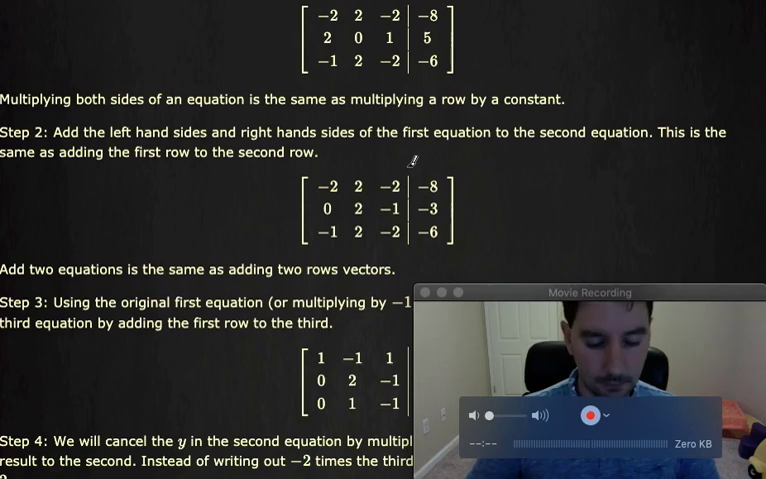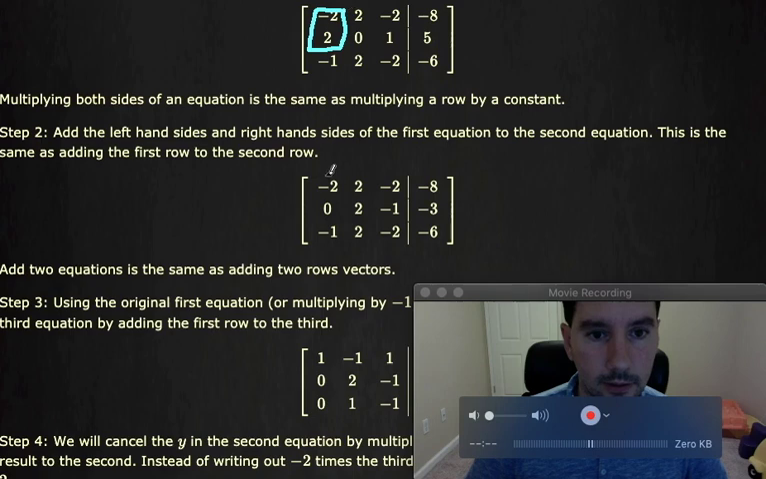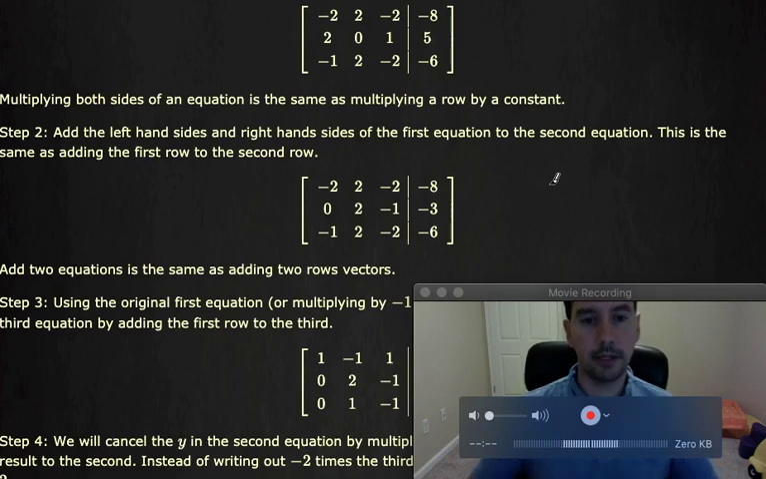Last time we added the left-hand sides together and we added the right-hand sides together, and then you combine like terms, right? You combine the x's and the y's and the z's on the left. So if we were to add the first equation to the second, we would be adding minus 2x to 2x, and that would give us 0. We'd be adding 2y to 0y, which would give us 2y, and negative 2z to a z, which would give us negative 1z on the left-hand side. And then on the right-hand side, we'd be adding negative 8 and 5, which would leave us with negative 3. So instead of adding two equations together, we just add one row vector to another row vector. And it's the same thing algebraically.